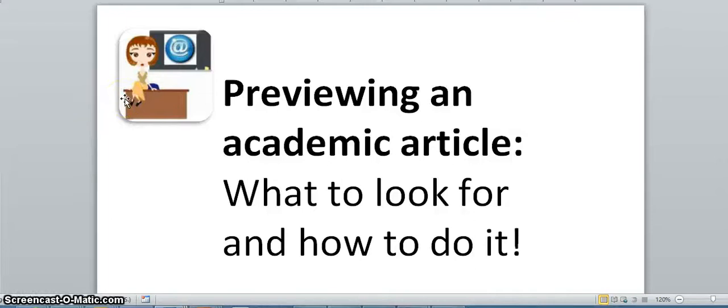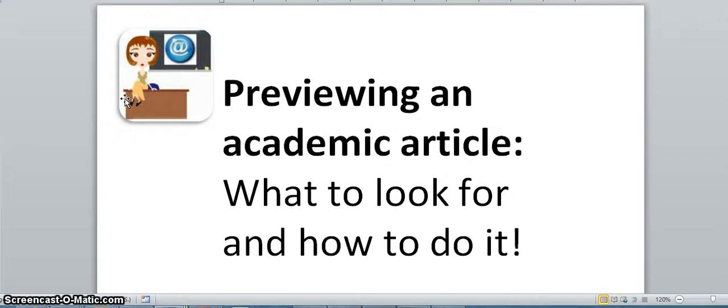Everyone. Today we're going to take a quick look at what we mean when we preview an academic article. There are certain elements that we need to pay attention to and look for. They're typical of just about every academic article, and they're important to notice before we read. This is key information, and you need to be able to find it quickly and efficiently.